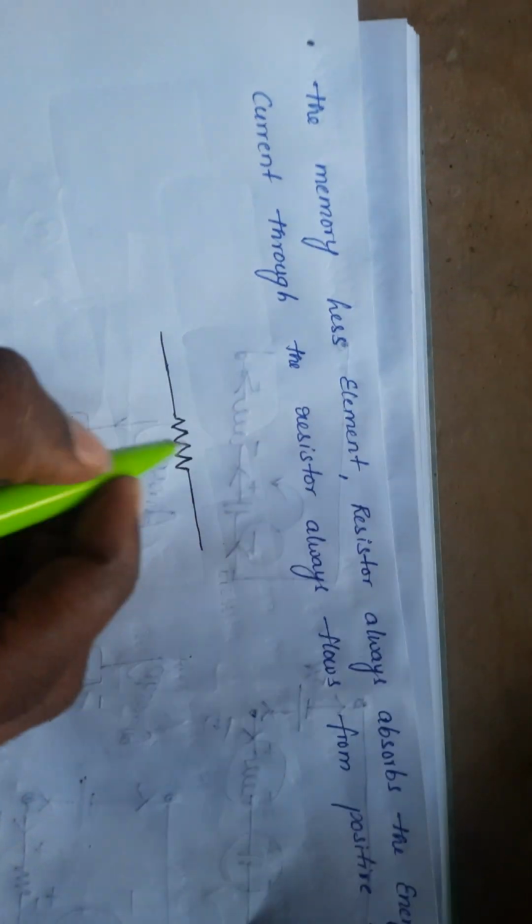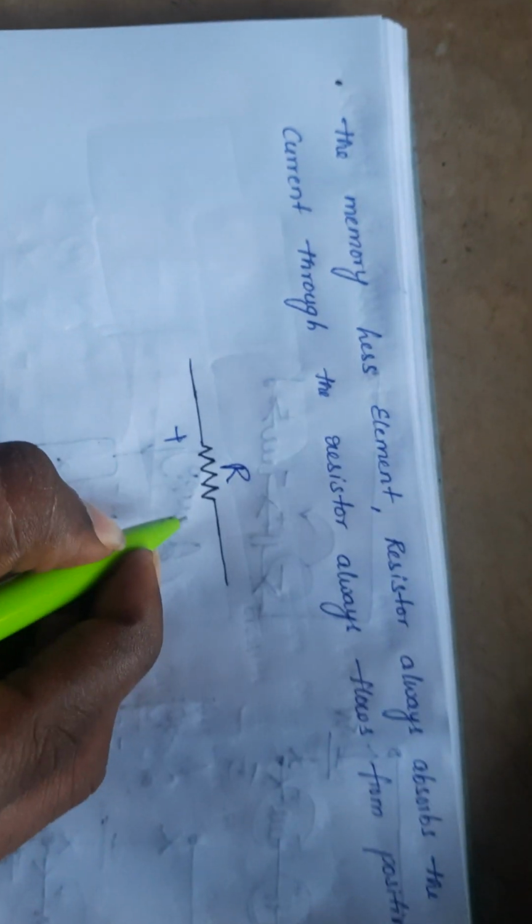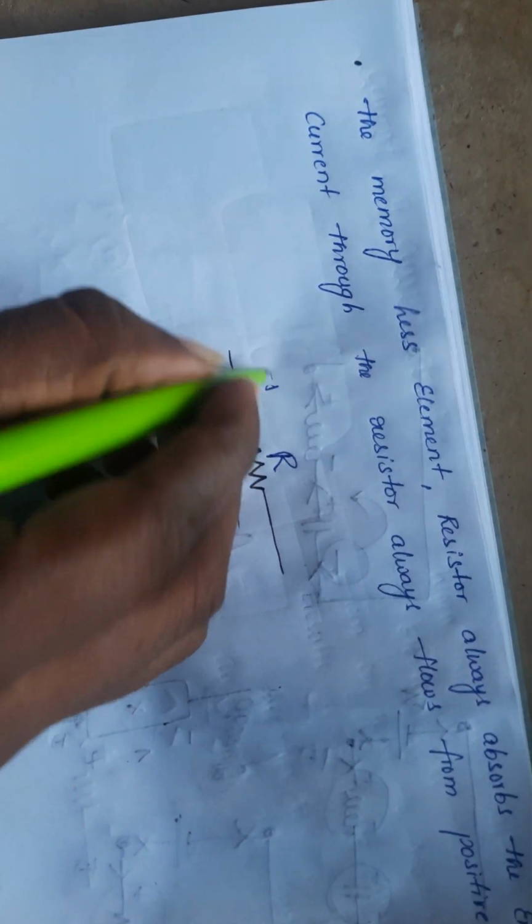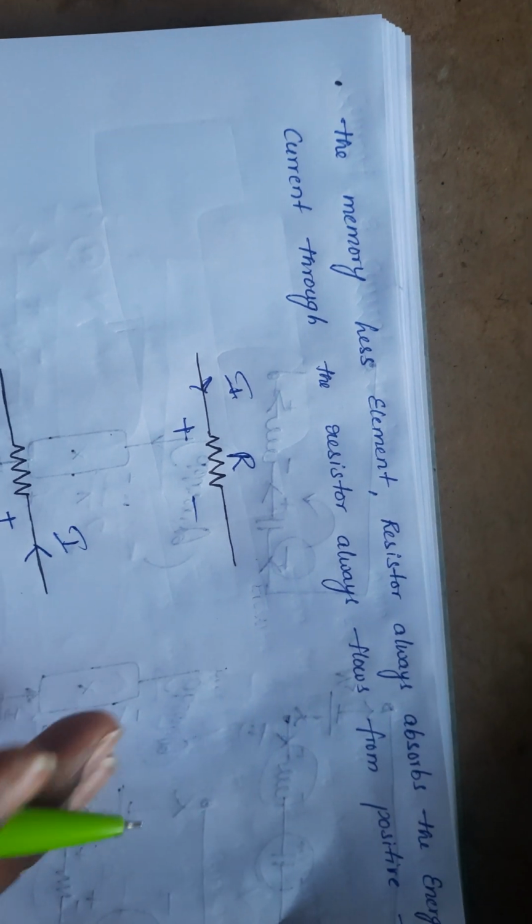What is the memoryless element? It is a resistor. Resistor always absorbs the energy, so the current through the resistor always flows from positive to negative. This is the resistor. This is the positive terminal and this is the negative terminal. Current direction is this. And this is the positive and this is negative. Current direction is this. Resistor is a memoryless element. It does not deliver the power in any situation.